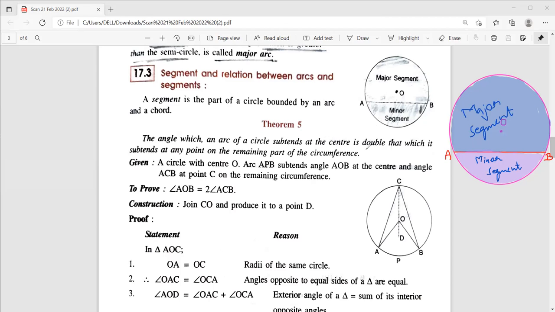Now we have some relation with regard to the arc and segment of a circle. See, very interesting it is. Theorem 5. See, what does it say? It says the angle which an arc of a circle subtends at the center. The angle which an arc of a circle subtends. What is meaning of subtend? Subtend is a very mathematical word. Subtend means makes. It makes.